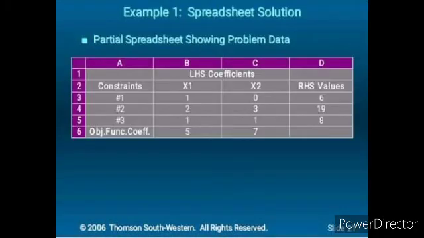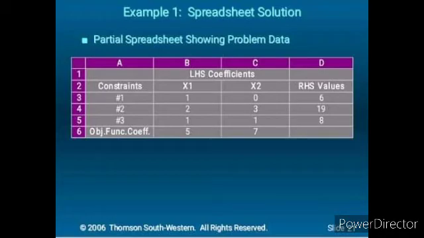Example number 1, spreadsheet solution. This is a partial spreadsheet solution showing problem data. We have LHS coefficients, variable 1 and variable 2, RHS values, and constraint number 1, constraint number 2, and constraint number 3, and objective function coefficient.